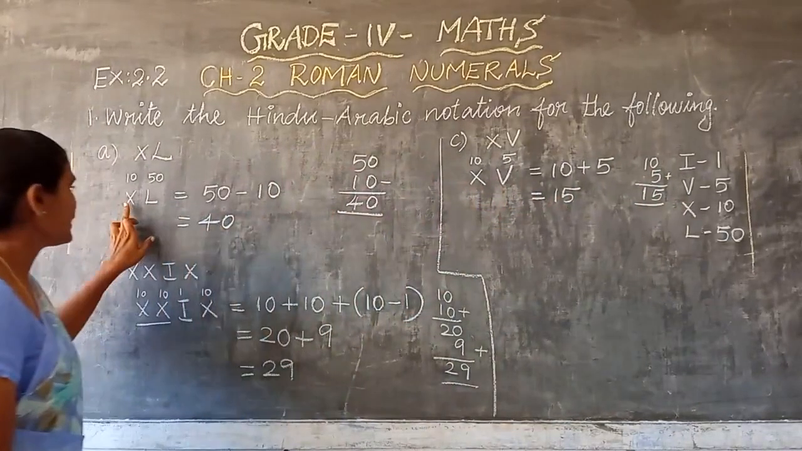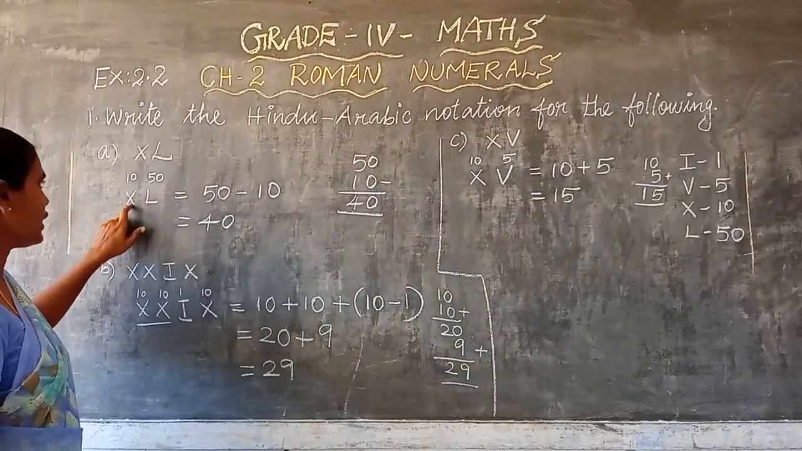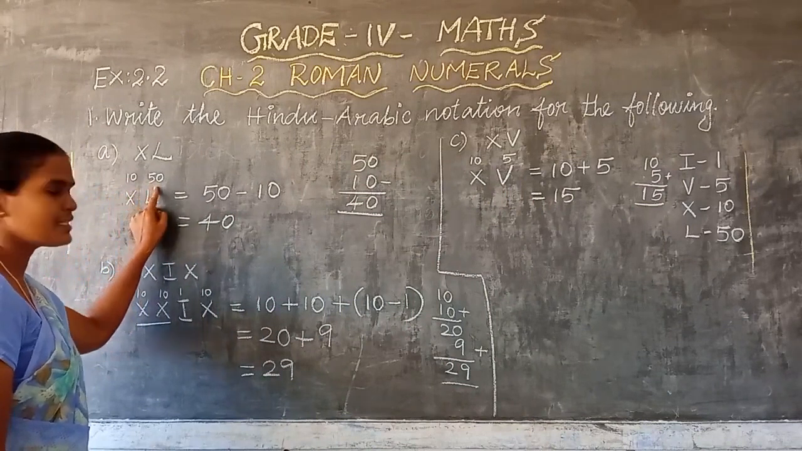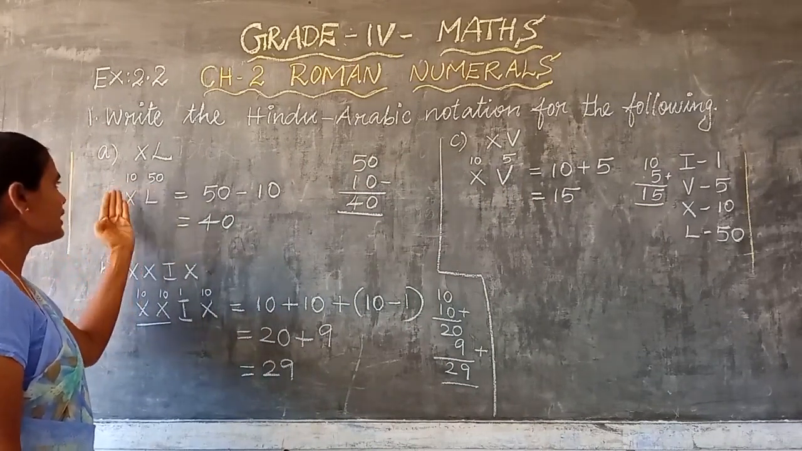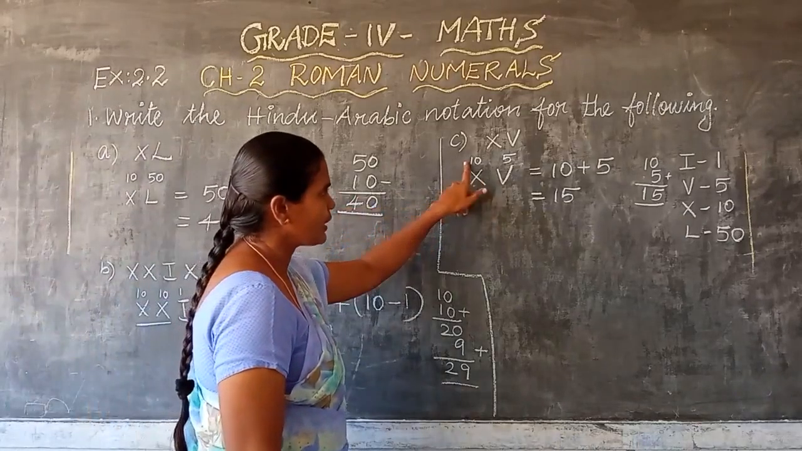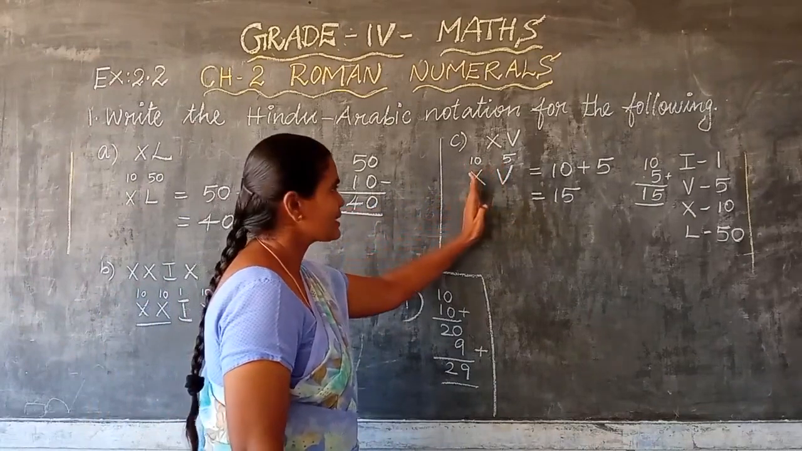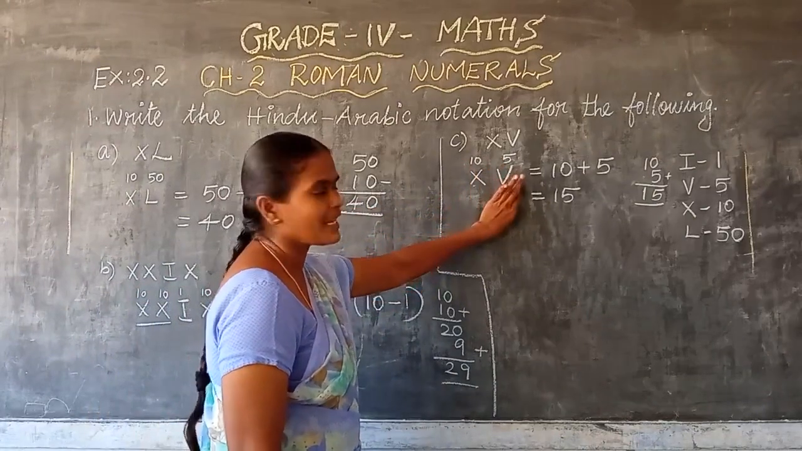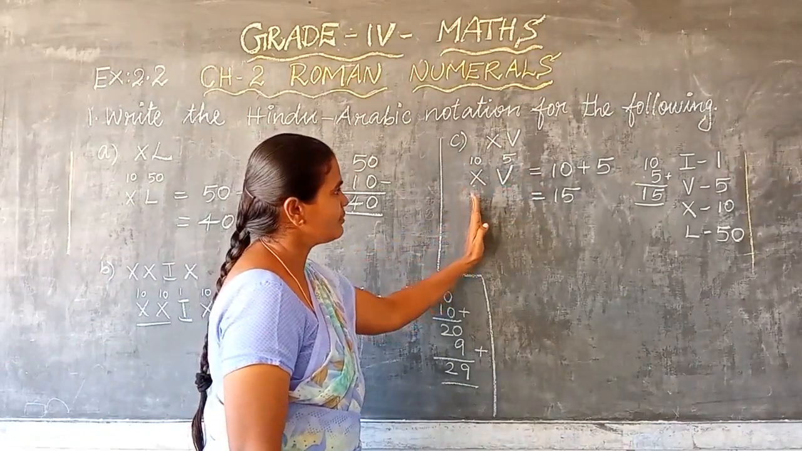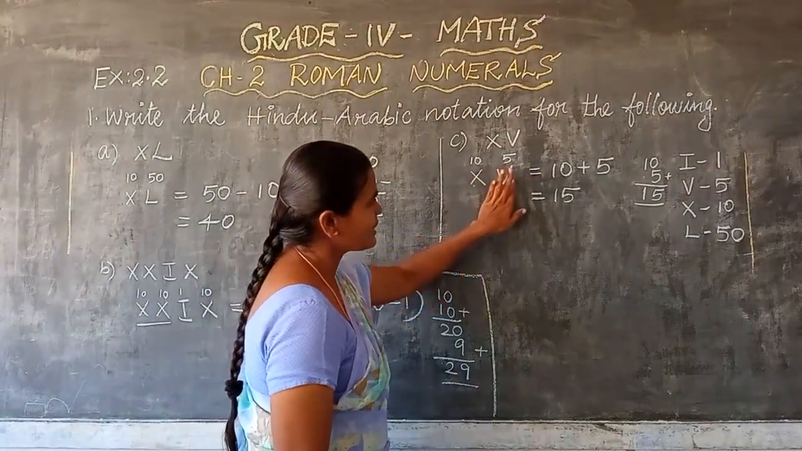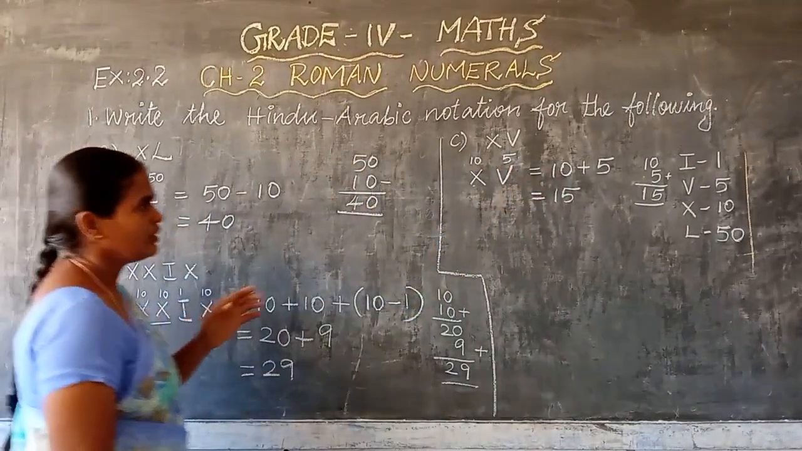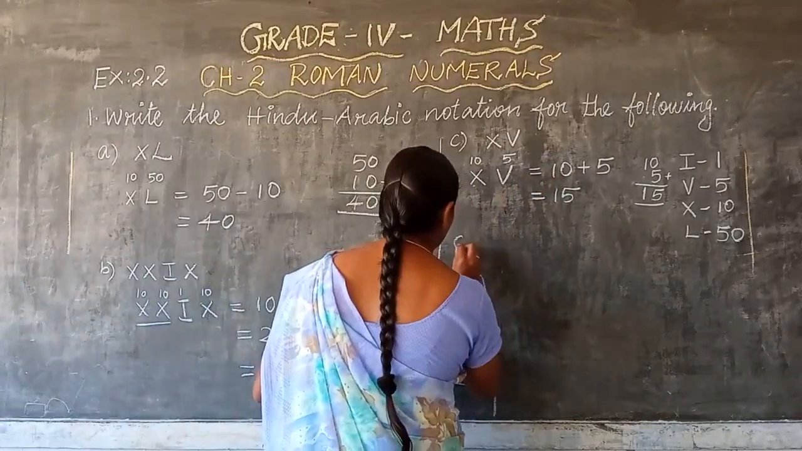See here, given XL. X value is 10, L value is 50. Here 50 is the greater number. So greater number with the small number on the left side means subtraction. See here, X value is 10, V value is 5. X is the greater number, with the small number on the right side, so addition. So you find the greater number: right side small number means addition, left side small number means subtraction. Next one, part d.